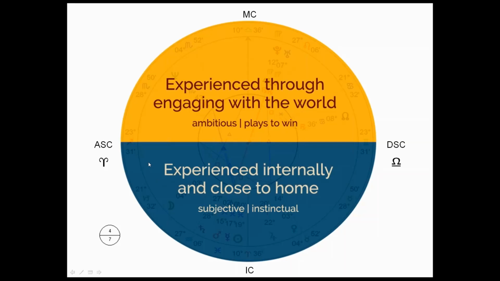People who are born with a lot of planets below the horizon are born with planets in the nocturnal part of the chart. And these are the houses that the sun goes through at night when we don't see it. So it's the 6th, 5th, 4th, 3rd, 2nd, and 1st houses.